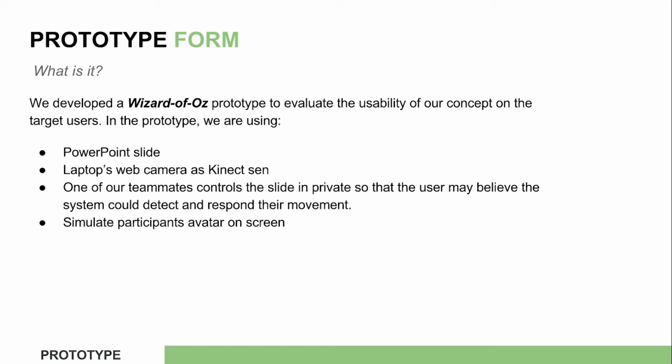In the prototype, a PowerPoint slide is used to construct the text and animations, and a laptop camera is used as the Kinect sensor, while one of our teammates controlled the slide in private so that the user may believe that the system could detect and respond to their movement. We also put shadow-shaped pictures in the slide to simulate the participants' avatars on the screen.